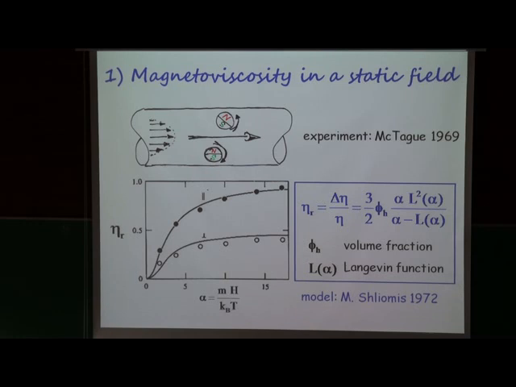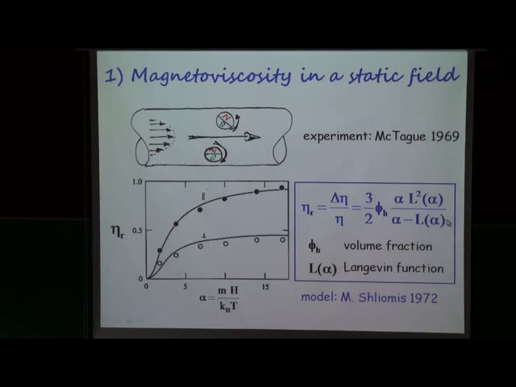this increases the resistance between neighboring layers of the liquid. And the nice thing is that you can describe such an effect, as long as your liquid is diluted, by a rather simple formula, where 3/2 times this is the hydrodynamic volume fraction, and then this is alpha. We know already the Langevin parameter, and this is the square of the Langevin function, and this is alpha minus the Langevin function. This was derived by Mark Shliomis in 1972.